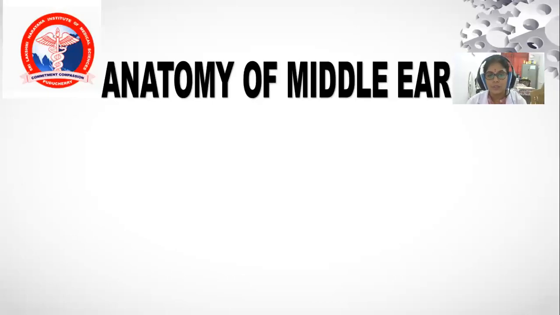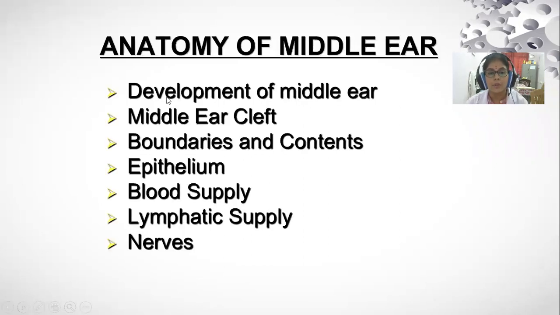Good morning, students. Let us talk about the anatomy of the middle ear, which is a very important topic for undergraduates as well as postgraduates. Before I proceed with anatomy, you should know how the middle ear is developed. Let us know the development first, then let me tell you what middle ear cleft is. Then we'll know about the boundaries and contents of the middle ear, the lining epithelium, blood supply, lymphatic supply, and nerves.